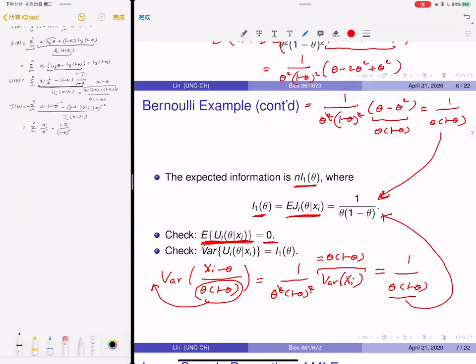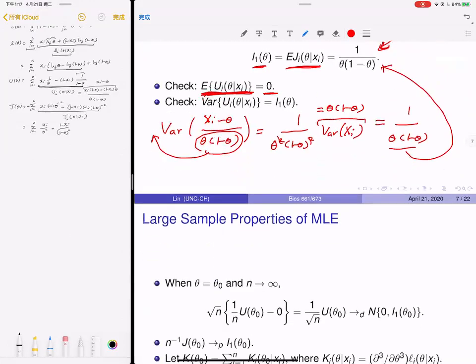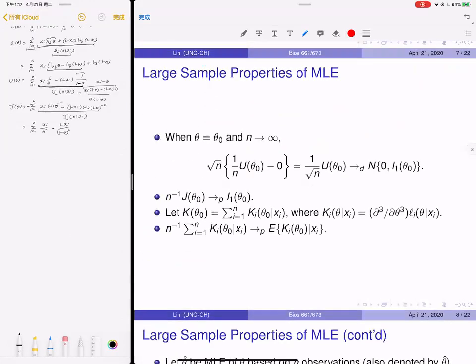So no kidding, that means what we derive is actually true for the Bernoulli case. Again, the expected value of U_i is 0. The variance of U_i is the information number. Why do I do that? That's exactly the starting point: trying to derive the large sample property of the MLE.